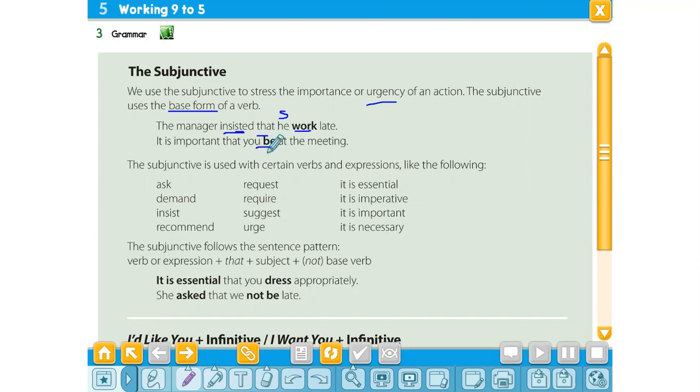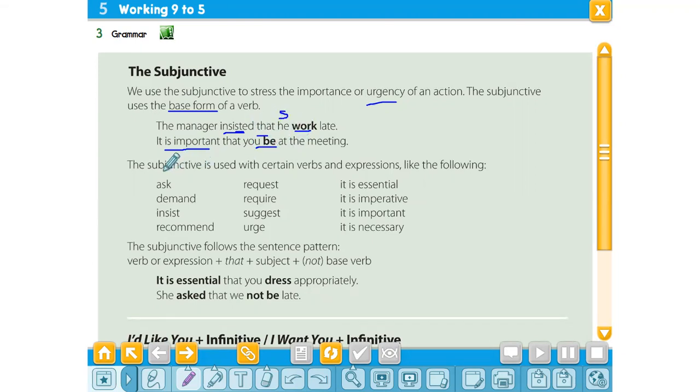It's important that you be at the meeting. You be, I must write you are? No, because this is subjunctive expression. It's important that plus subject plus base form. You be at the meeting.